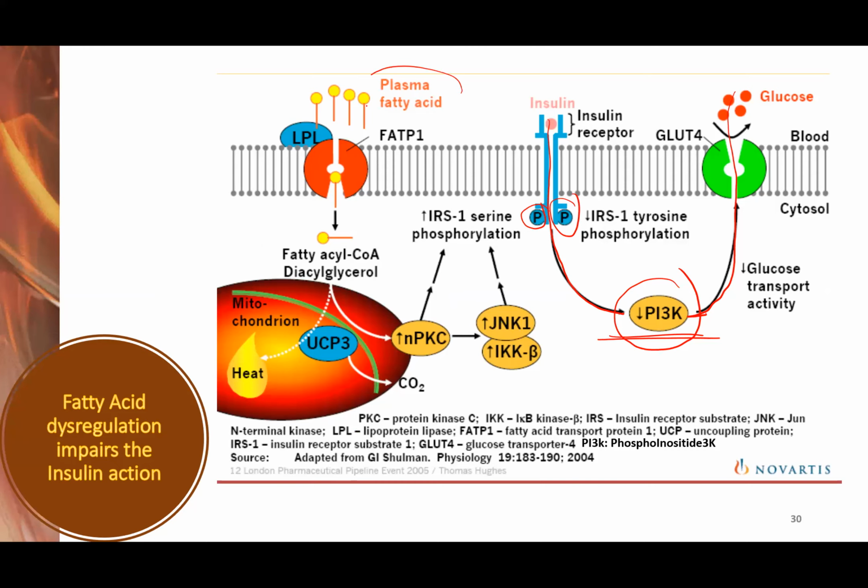In the presence of excess plasma fatty acids, lipoprotein lipase, and then the free fatty acid receptors are there. The free fatty acids enter, fatty acyl coenzyme A and diacylglycerol are stimulated, mitochondria are stressed, and this increases the inflammatory JNK1 and IKB, and then IRS1 serine phosphorylation occurs. Insulin receptor tyrosine phosphorylation is reduced. Insulin is no more able to open the GLUT, and hyperglycemia prevails.